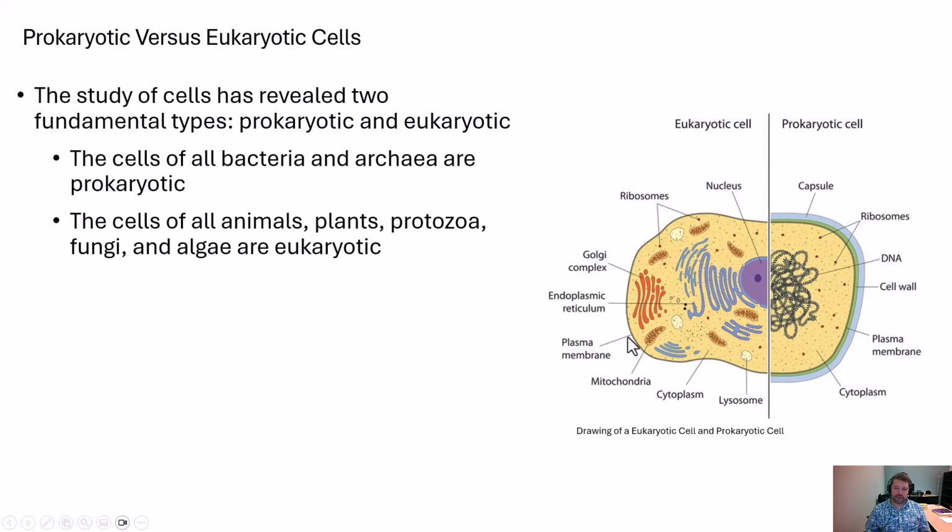You can also see in the eukaryotic cell a bunch of organelles. So here are some mitochondria. You can see a Golgi complex or Golgi apparatus, the rough ER or the rough endoplasmic reticulum there, lysosomes. Okay, and then we jump over to prokaryotic cells, and you see they have ribosomes also.